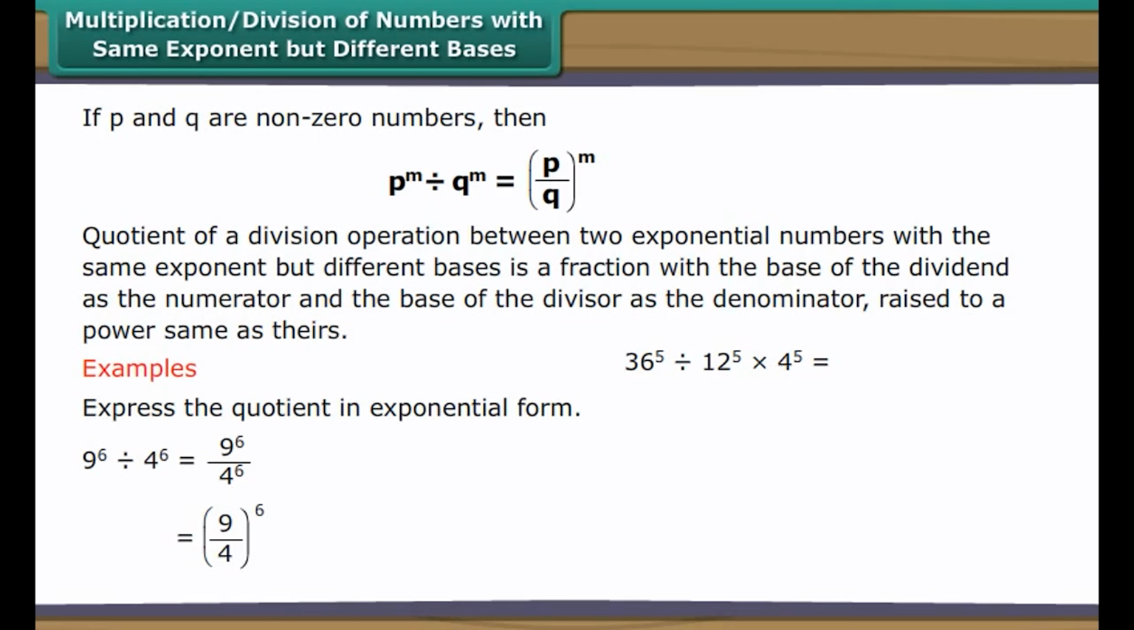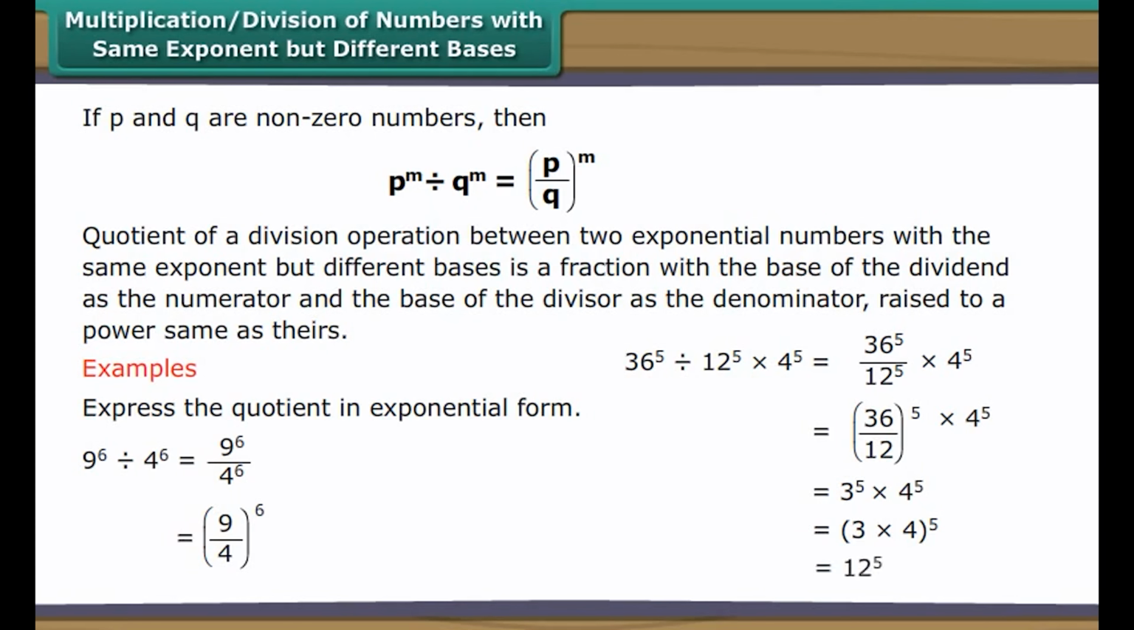is equal to 36 raised to the power 5 upon 12 raised to the power 5 into 4 raised to the power 5, which is equal to 36 upon 12 whole raised to the power 5 into 4 raised to the power 5, which equals 3 raised to the power 5 into 4 raised to the power 5, which is equal to 3 into 4 whole raised to the power 5, which will be 12 raised to the power 5.